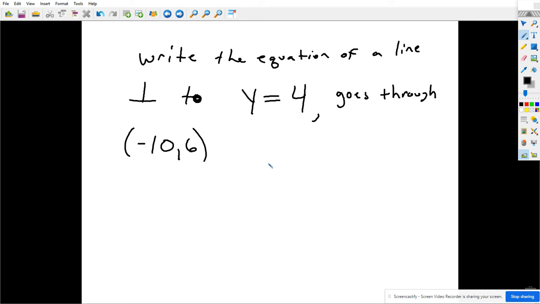So I really like these next couple of problems that I'm going to give you. And honestly, there's no work to do. These problems are really simple. It says, write the equation of a line. This is the symbol for perpendicular.